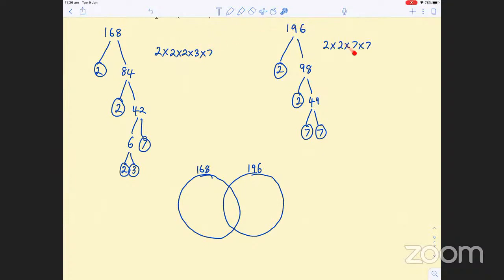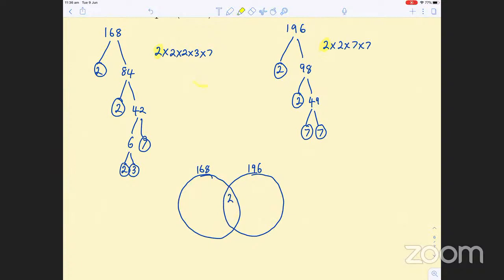Okay, what numbers are in both of these? Now, this is where students usually make mistakes. Okay, so let's see if we can do this. So there is a 2 here and a 2 in that one. So we only put one 2 in the middle. Okay, because now this 2 is both in the 196 circle and in the 168 circle. So we only need one 2 for that one.